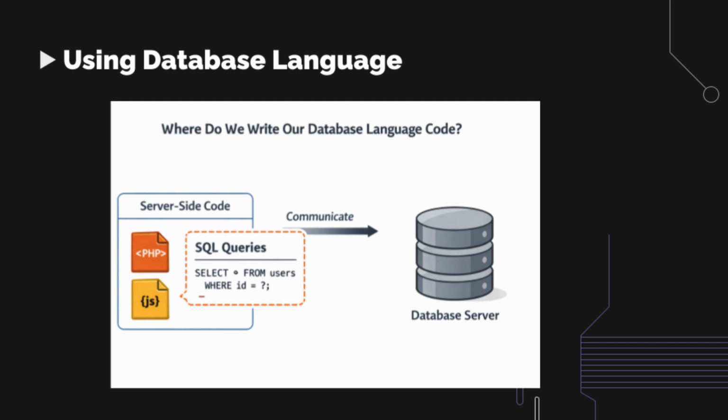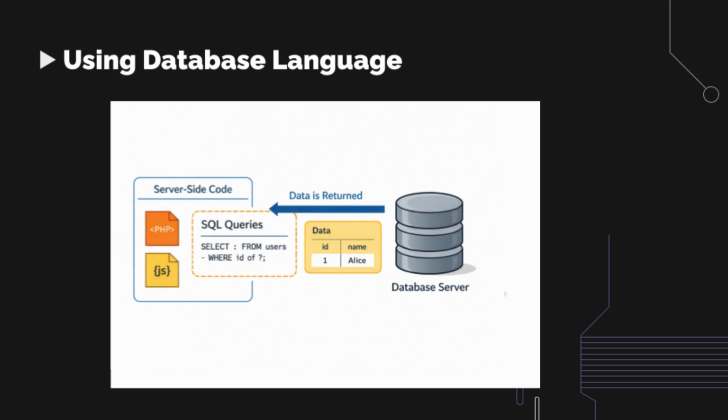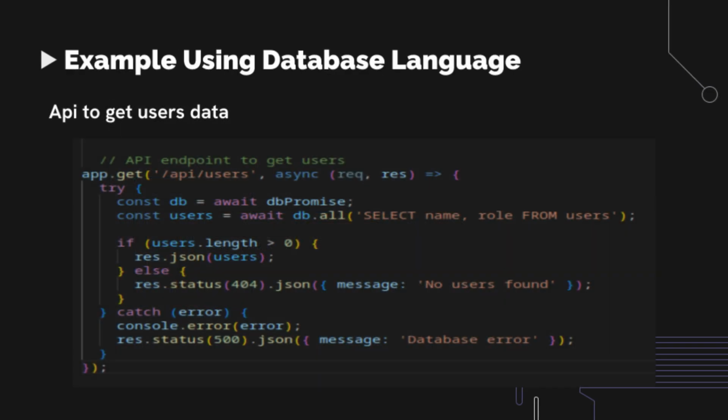When the backend server receives an API request from the front end, it sends that SQL query inside the API to the database server. The database server executes the query and returns the data based on that query to our backend server. We can use this data in our backend server or send this data as a response back to our application. Now let's see an example code of how it actually works.